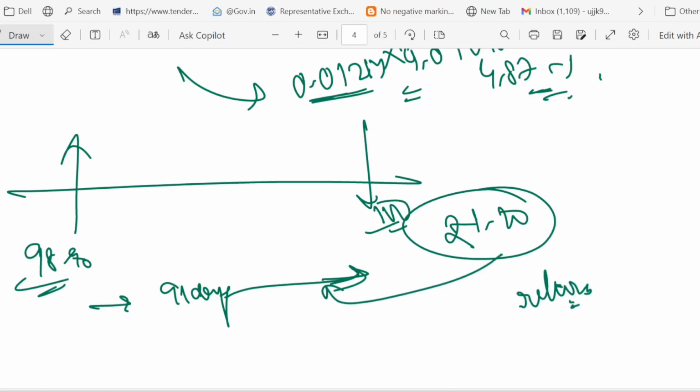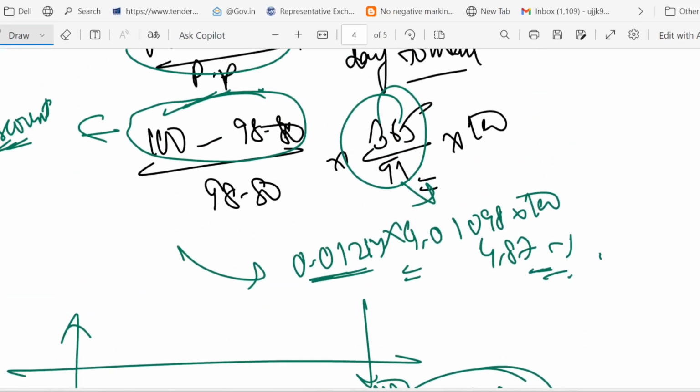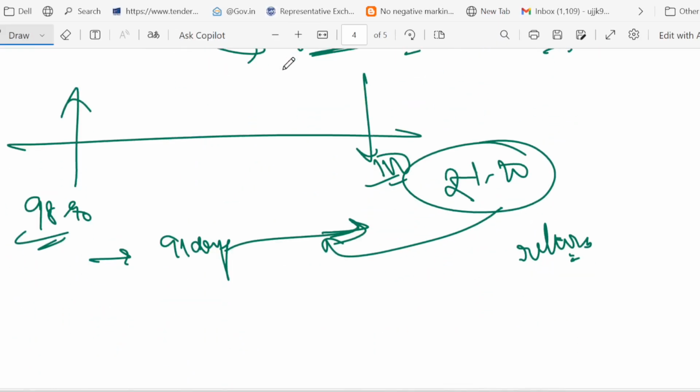And if you want to compare it with annual return, we scale up to a year. If you look at this particular formula, this is used for scaling up. That's why our numerator is higher and the denominator is lower. We are scaling it up, and that gives you roughly the annualized return. This is the simplest thing to understand.